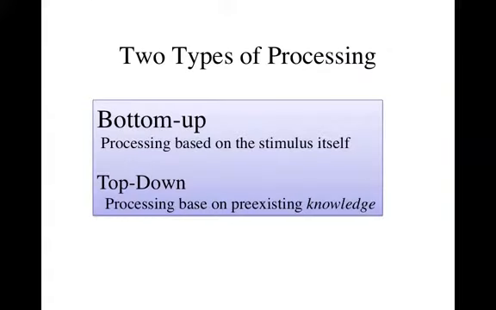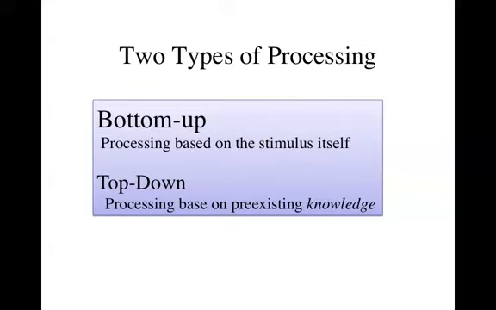So how do we do it? There are two basic types of processing that we can discuss: bottom-up processing and top-down processing. Bottom-up processing is based on the stimulus itself. So regardless of what kind of stimulus it is, there are certain processes you can do based on the information in the stimulus. Top-down processing, on the other hand, depends on the existing knowledge of the particular type of stimulus you are looking at.